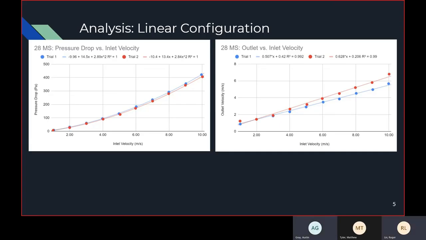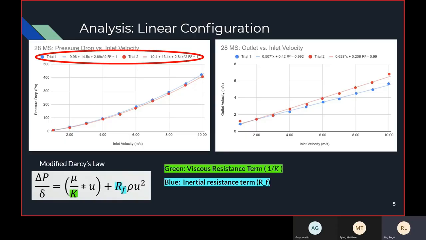Here are the graphs created from our testing data. The two graphs show the relationships between inlet velocity and pressure drop, as shown on the left graph, and inlet and outlet velocity, as shown on the right graph. The equations found from the trend lines and the pressure drop versus inlet velocity graph are important, as they are used in finding the highlighted terms of the modified Darcy's law, shown below. These terms are then used in ANSYS to define parameters used in the simulations. The rest of the parameters in the equation are found using properties of air and the mesh.